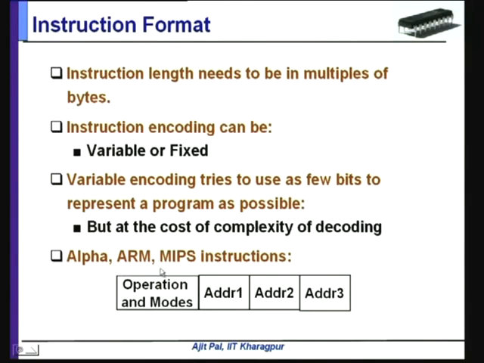Later on we shall discuss MIPS instructions. You will see that DEC Alpha or MIPS instructions have fixed instruction size because they belong to the RISC category. And this is the general instruction format for RISC processors: opcode, then 3 addresses, address 1, address 2, address 3. Usually they represent registers, but I shall discuss various formats with the help of an example, particularly the MIPS instructions.